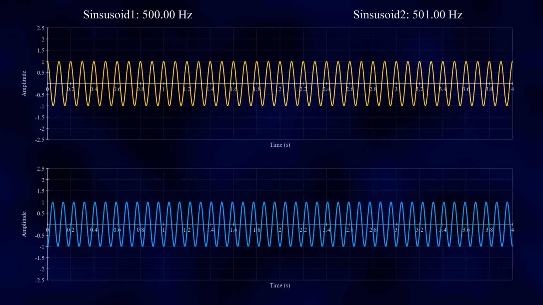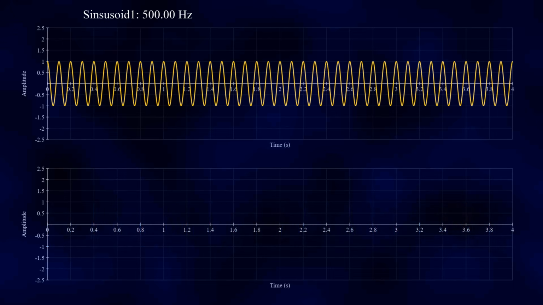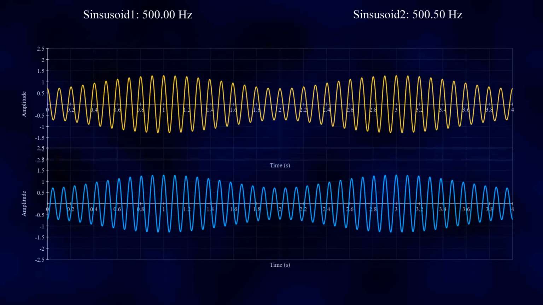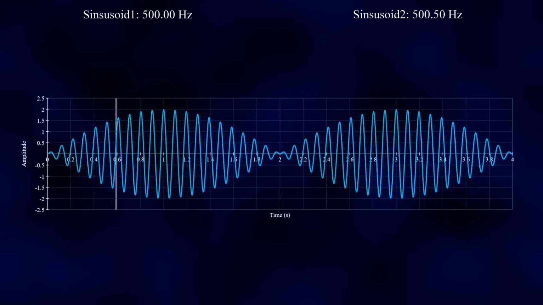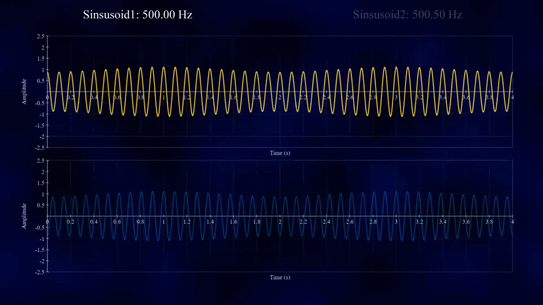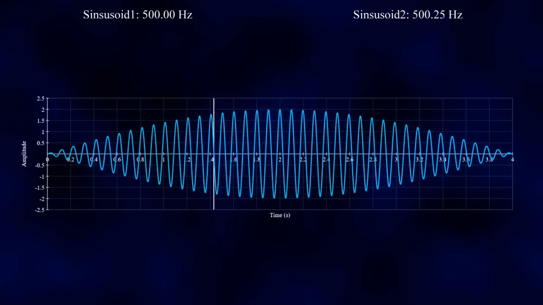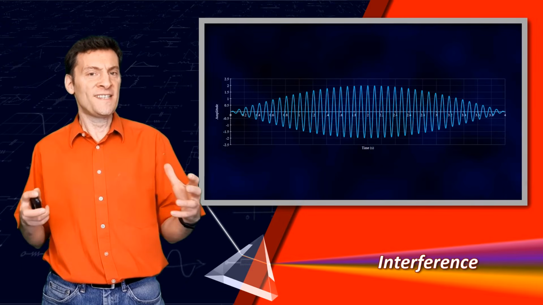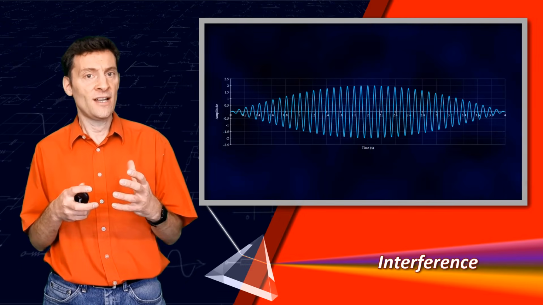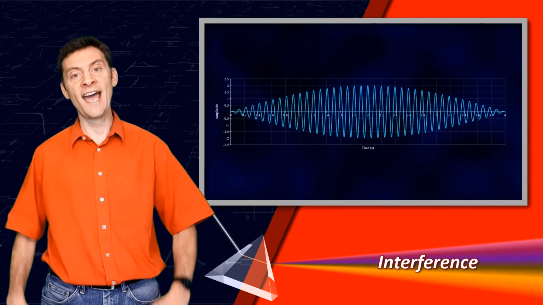Okay, so let's get rid of the 501 Hz sinusoid and replace it with a 500.5 Hz sinusoid. The beat has slowed to once every 2 seconds. The period of this signal is now 2 seconds. If we replace the 500.5 Hz sinusoid with a 500.25 Hz one, the period of the signal now extends to 4 seconds. In short, the closer two consecutive sinusoids are in frequency, the longer they will take to cancel out.